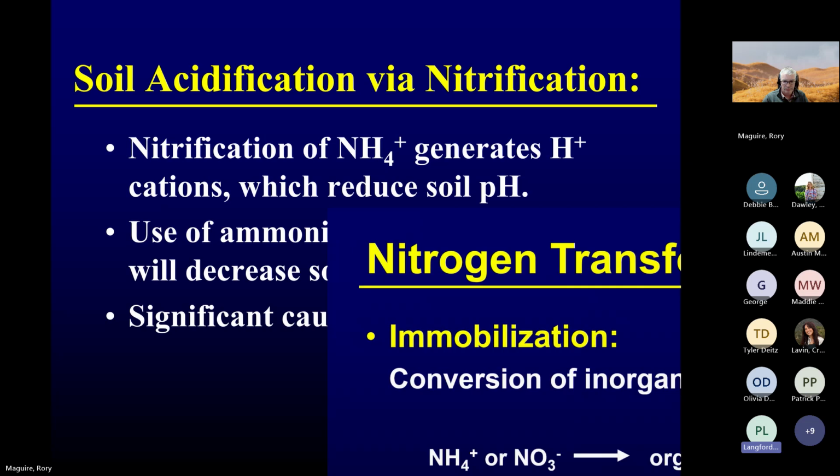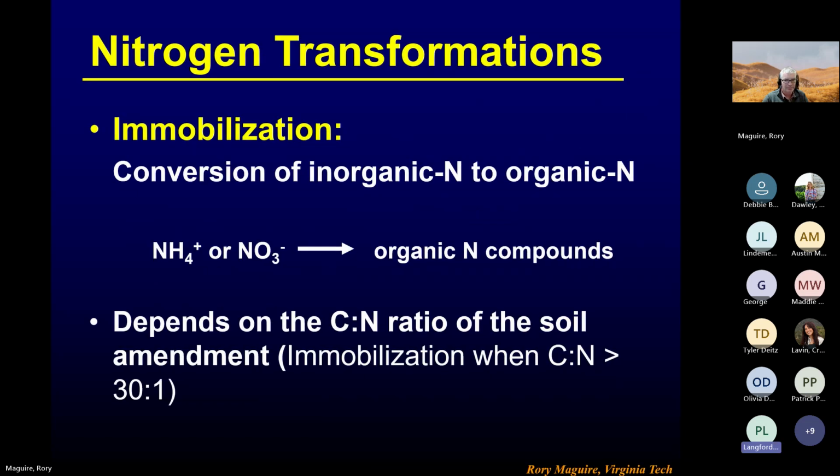Next slide, please. And so another one of those transformations is immobilization. This is the conversion of inorganic nitrogen to organic nitrogen, so the opposite. This is when ammonium or nitrate transforms back into those organic nitrogen compounds. This is also dependent on the carbon to nitrogen ratio. Nitrogen will become immobilized whenever the carbon to nitrogen ratio is above 30:1. Next slide, please.